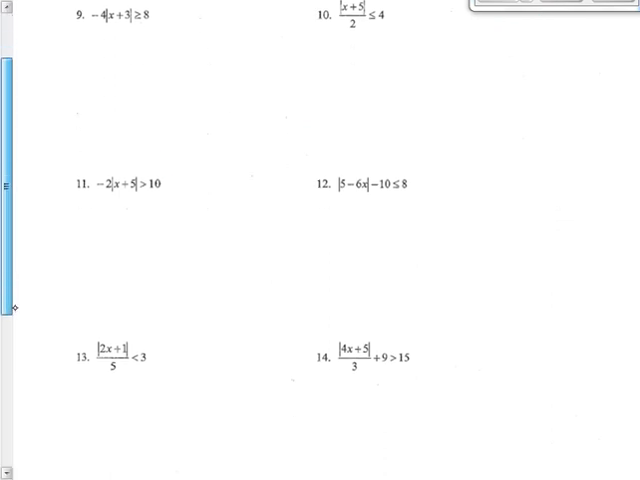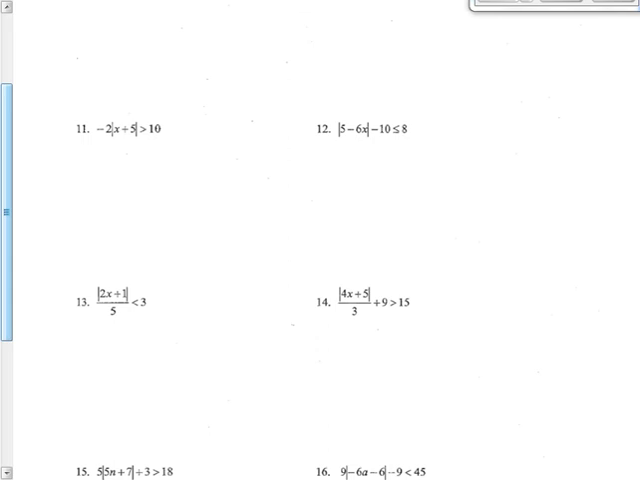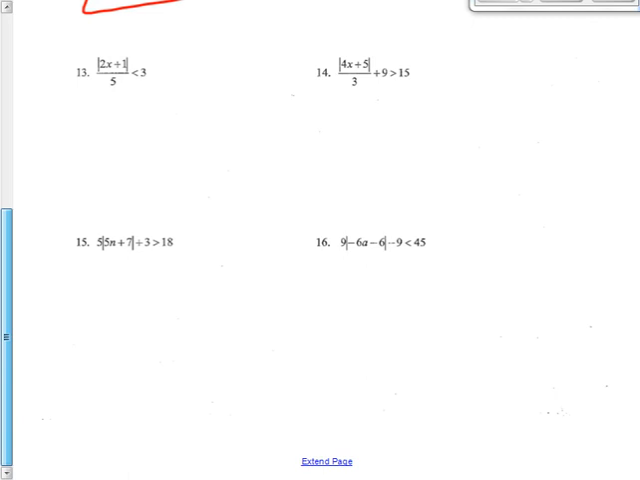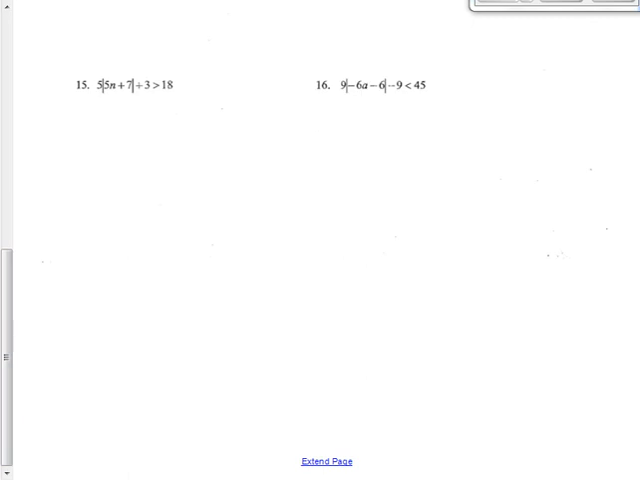Let's look at one that's maybe a little bit different here, like number 11. I've got negative 2 times the absolute value, and again, when I look at this, I'm going to get the absolute value by itself by dividing by negative 2. When I divide by a negative, the inequality switches. 10 divided by negative 2 is negative 5. I have absolute value equal to a negative or less than a negative. Again, that's a situation where I want to stop and say, nope, that's not going to work out. That's no solution. Okay, but the same rules that applied previously when we were solving equations apply to this situation as well.